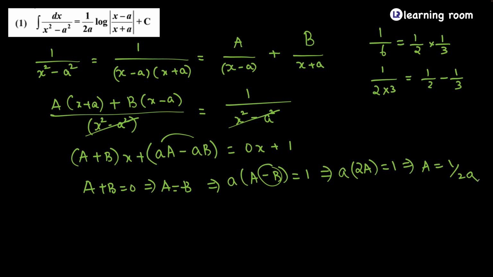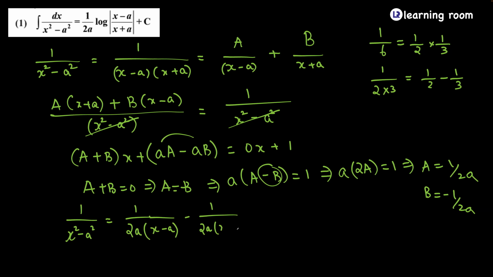Is everyone clear? Right. So capital A is 1 by 2a means capital B will be minus 1 by 2a. Am I right? So take this and substitute it there. So what I'm trying to say is 1 by x square minus a square can be written as capital A is 1 by 2a into you have x minus a in the denominator, plus in the place of B, I'm going to write minus 1 by 2a into x plus a. So this and this are the same. Am I right?